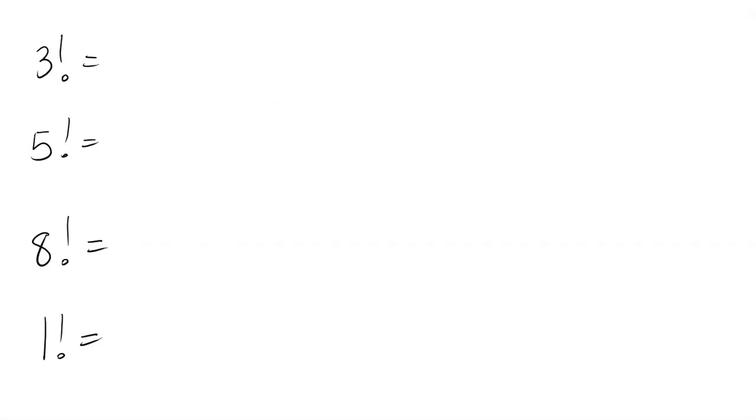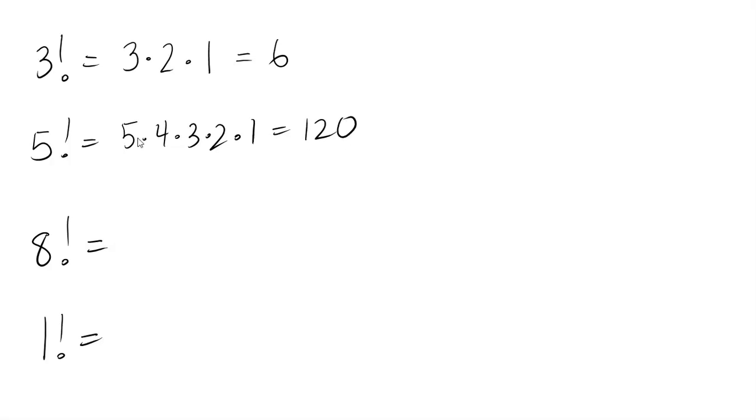So just a few examples. This first thing you see here isn't 3. That's not excitement about the number 3. That's 3 factorial, and it's defined to be the product of all positive integers less than or equal to 3. So it's 3 times 2 times 1, which is 6. 5 factorial is 5 times 4 times 3 times 2 times 1, which is 120. 5 times 4 is 20. 20 times 6 is 120. 8 factorial is 8 times 7 times 6 times 5 times 4 times 3 times 2 times 1. And that comes out to 40,320.